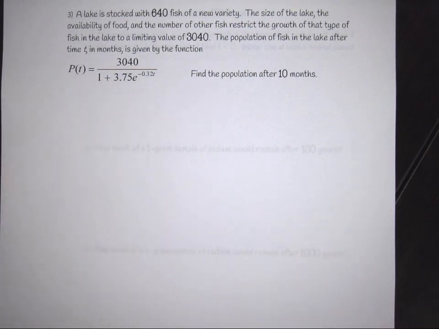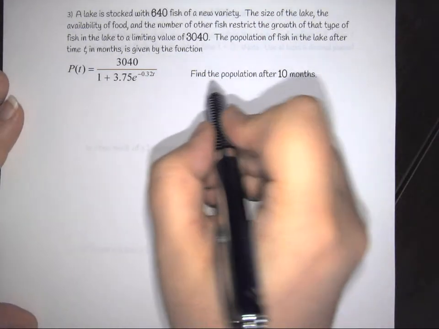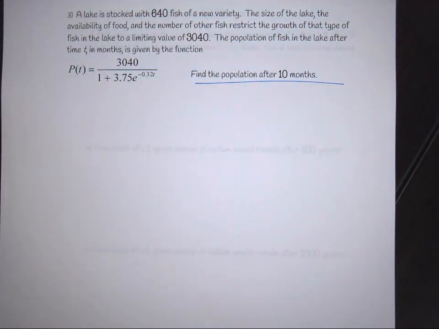Alright, this one says that we have a lake stocked with 640 fish of a new variety. The size of the lake, the availability of food, and the number of other fish restrict the growth of that type in the lake to a limiting value of 3,040. The population of fish in the lake after time t in months is given by the function. So again, here we're talking about a very short period of time, so we're going to go ahead and put our time in months. And we want to know the population after 10 months.